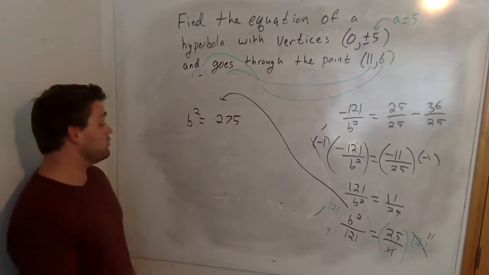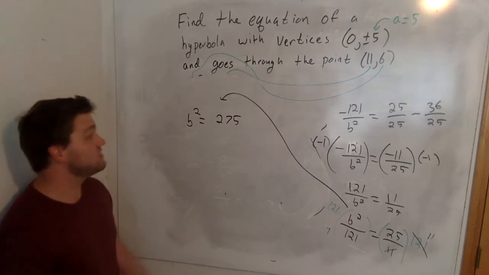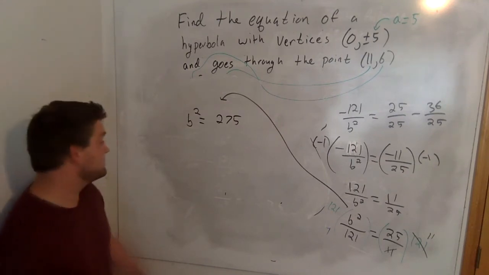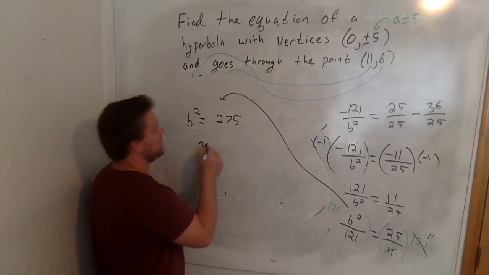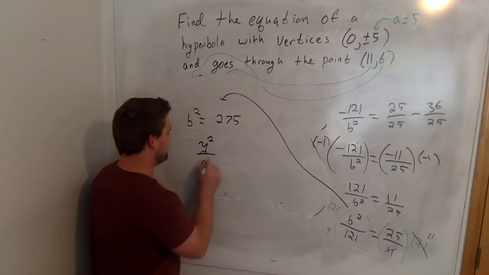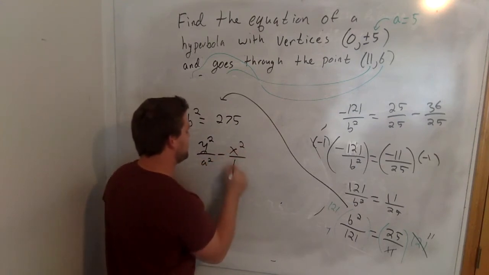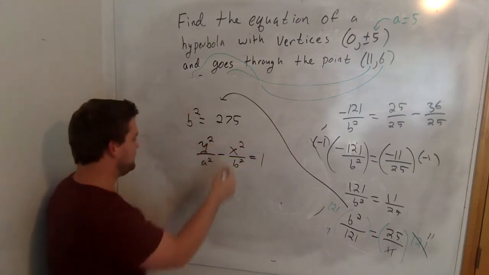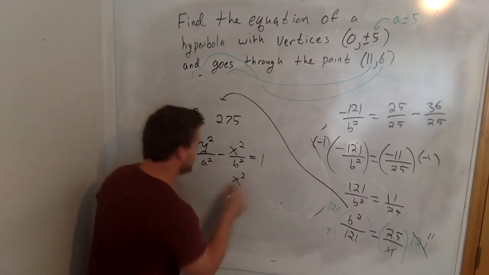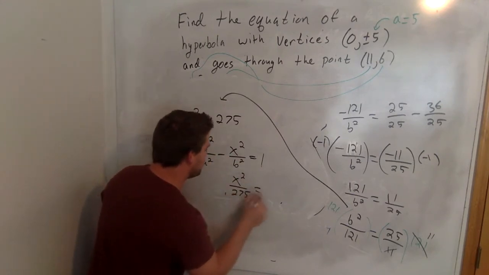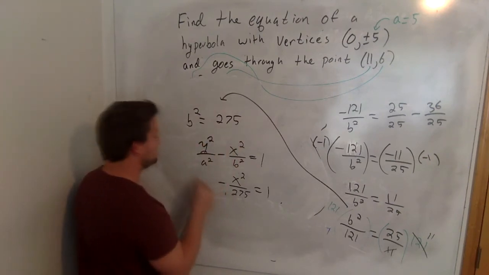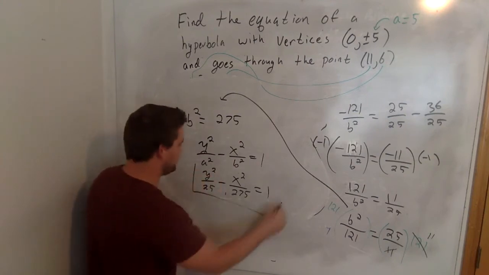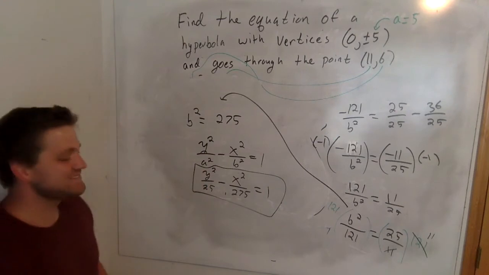You could square root both sides if you'd like to figure out what b is, but we don't really need to know what b is. We just need to know what b squared is. So we have that y squared over a squared minus x squared over b squared will be equal to 1. b squared is 275, so x squared over 275. And our a was 5, so a squared will be 25. So we'll have y squared over 25, and here is our answer.